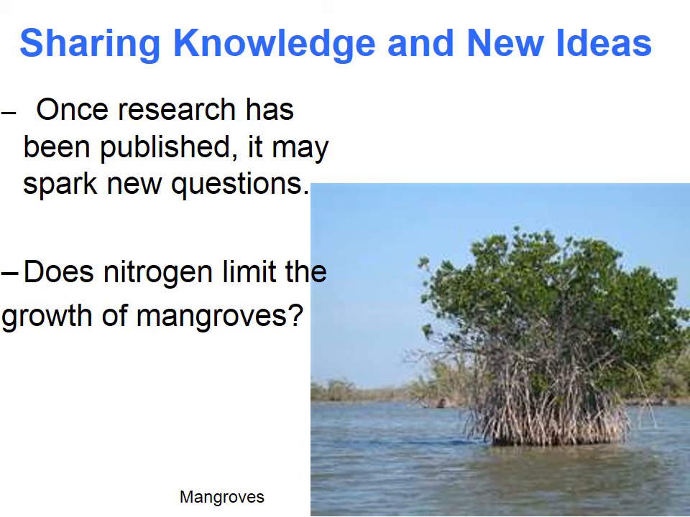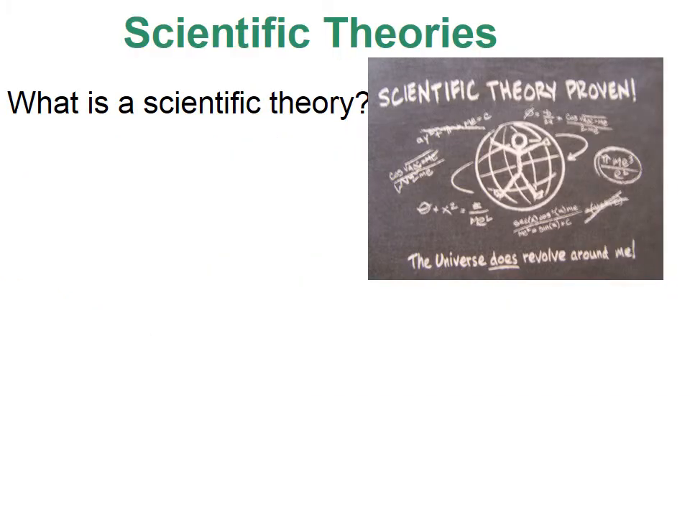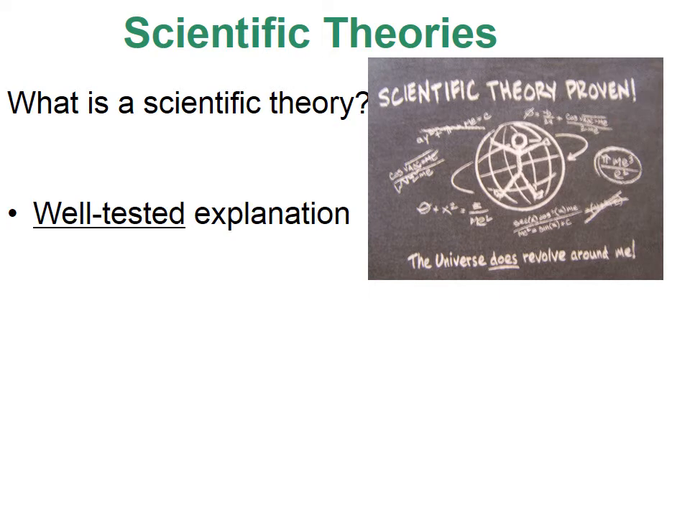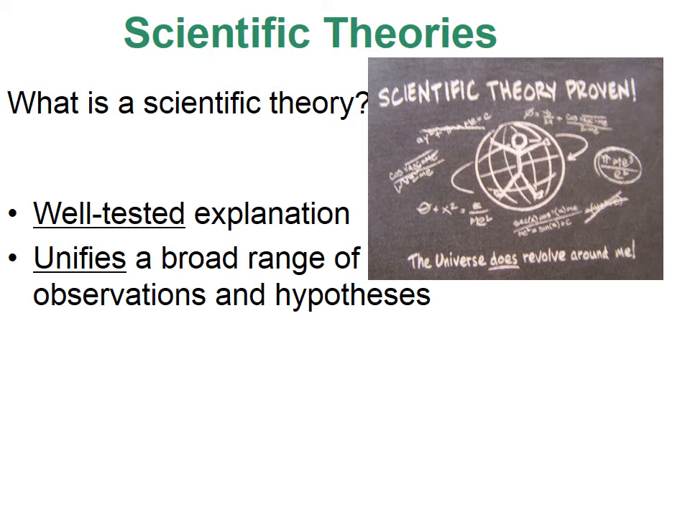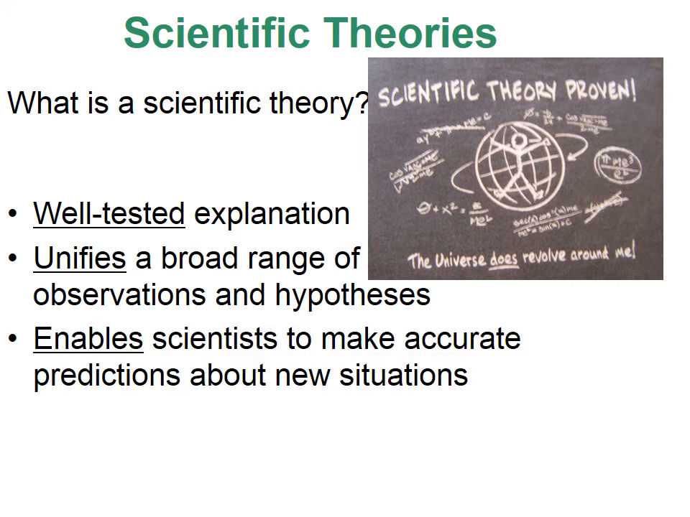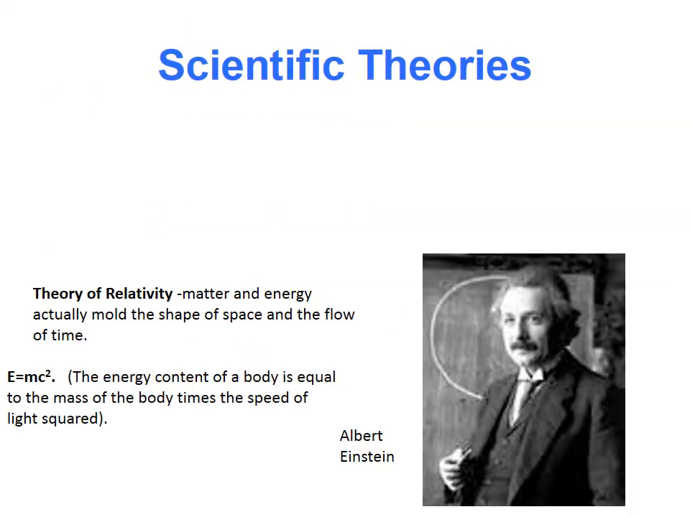Scientific theories. Okay, so what's a scientific theory? Is it considered just a theory? Well, in science, when we say theory, it's a really, really big deal. A theory would be an explanation, or maybe you could say a hypothesis, but it's been well tested. It may even cover many hypotheses and observations, and it enables scientists to predict what will happen in other situations.